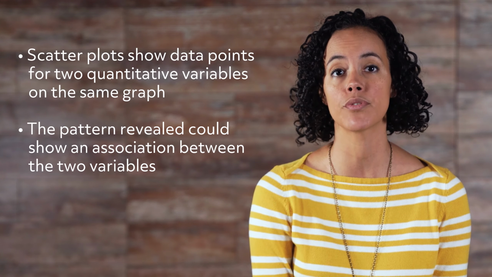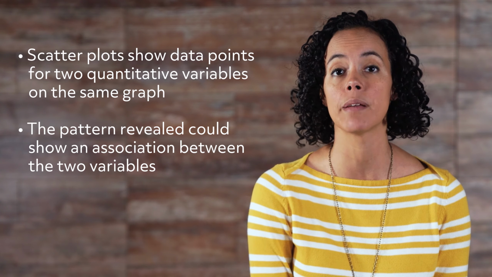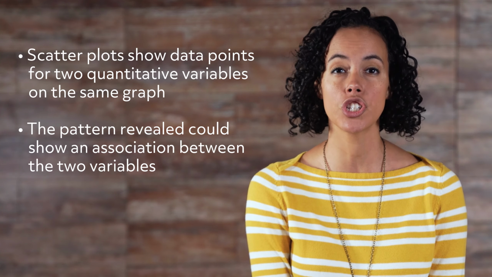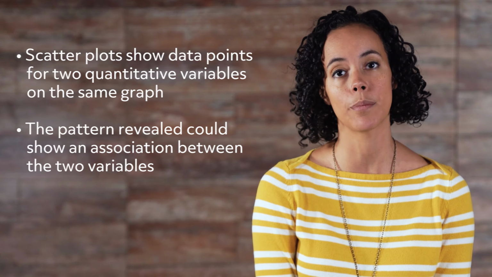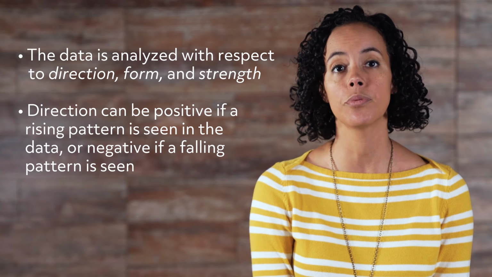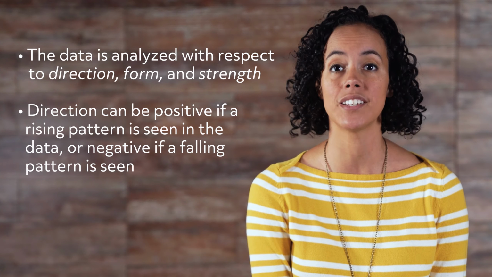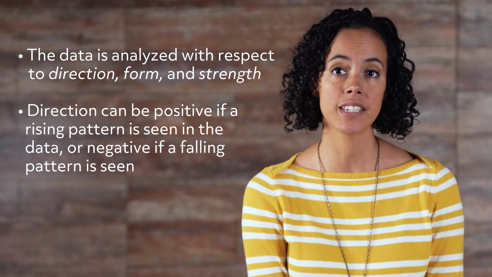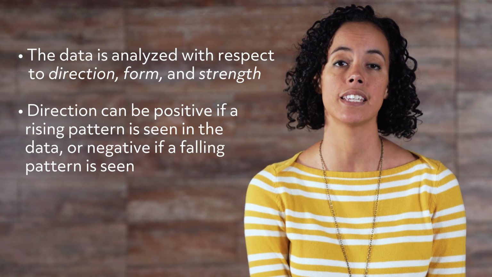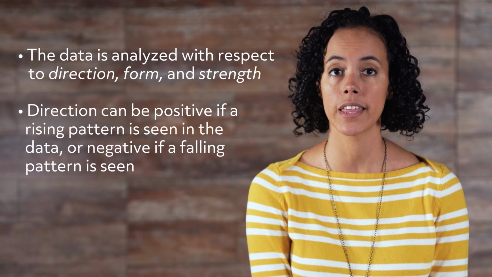Scatterplots show data points for 2 quantitative variables on the same graph. The pattern revealed could show an association between the 2 variables. The data is analyzed with respect to direction, form, and strength. Direction can be positive if a rising pattern is seen in the data, or negative if a falling pattern is seen. The form of the scatter plot identifies whether the data appears somewhat linear, curved, or cone-like in shape. Strength associates how tightly the points are gathered.